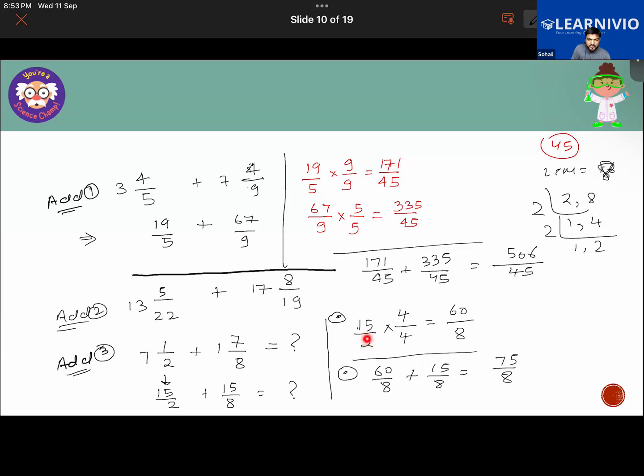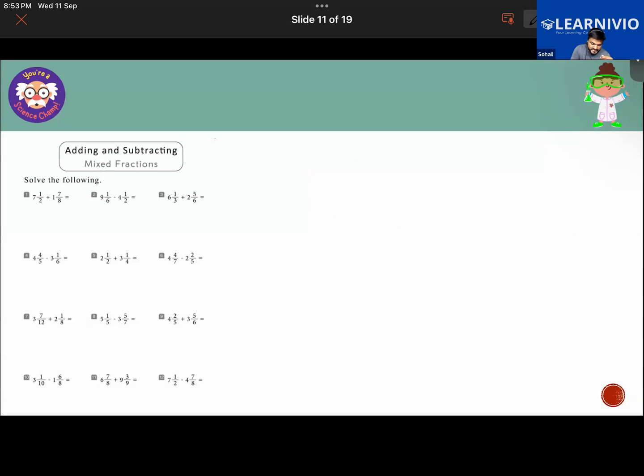Like see, 15 upon 2 and 60 upon 8. These are equivalent fractions, meaning that when you simplify 60 upon 8, you will get back 15 upon 2. What do I mean to say? Let us try to understand it in this manner. Say you have a fraction of 1 upon 2. See, if I were to multiply the numerator and denominator both with 2, it becomes 2 upon 4. Right or no? Yes.